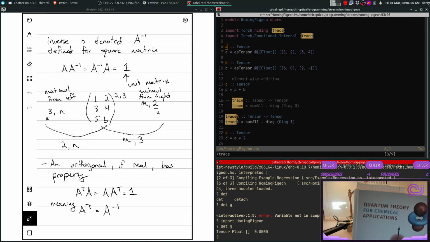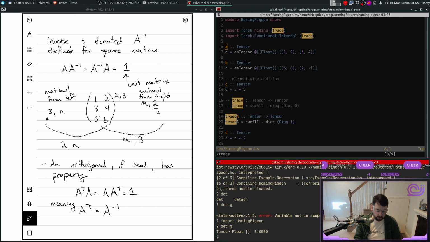Here's the book we're working on, Quantum Theory for Chemical Applications. I have the book open here in front of me, obviously, and also my reMarkable down here.